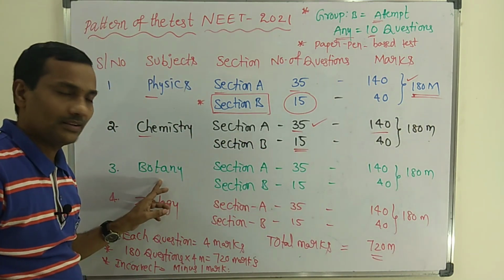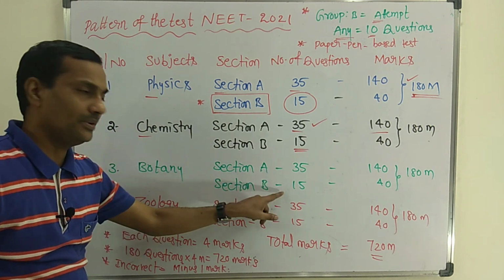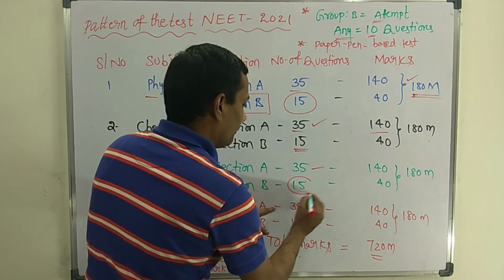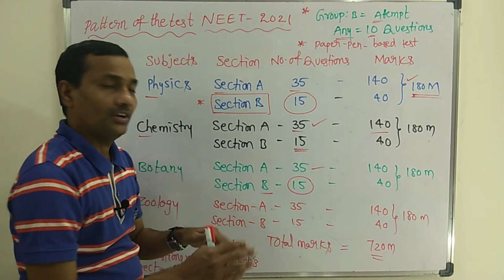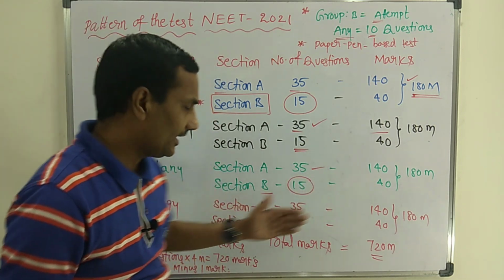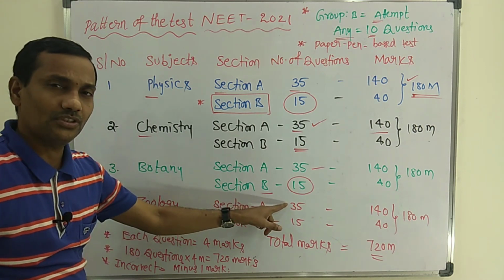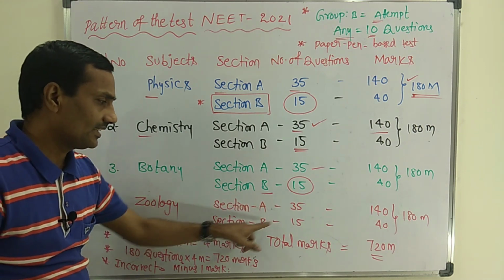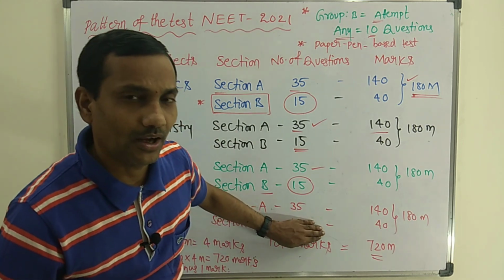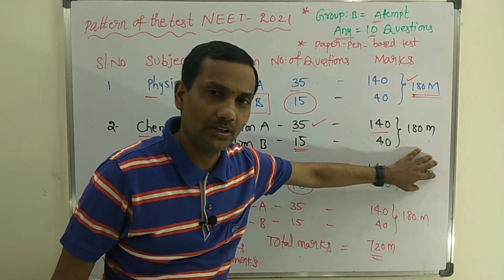At the same time, botany: section A 35, section B 15. In section A you have to attempt all questions. Out of 15 in section B, you have to write any 10 questions, 40 marks. Zoology will also be like that. Section A, section B: 35 questions in section A, 15 questions in section B. In this section B you have to write any 10 questions. Total here also 180 marks, botany 180.